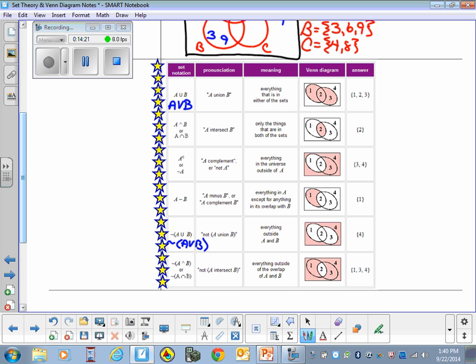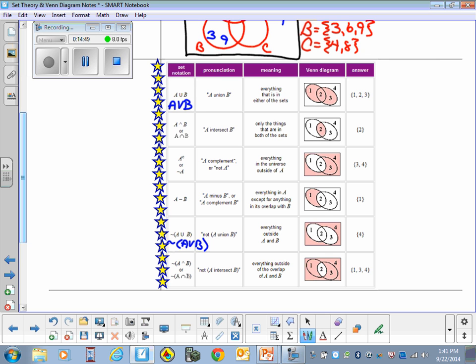Okay, and that's everything in both sets. So everything in both of the circles. Intersect, only the overlapping part is shaded. Complement. Notice the C is raised up like an exponent, but the tilde is just in front like normal. So complement of the set containing 1 and 2 would be everything except the set with 1 and 2.